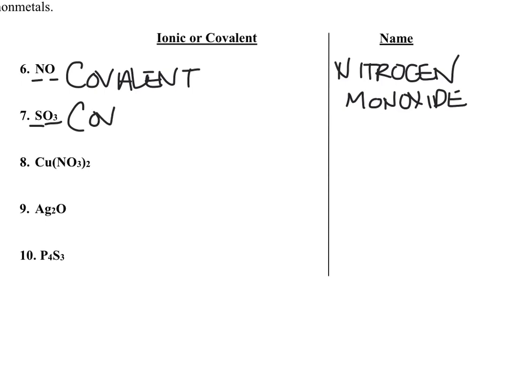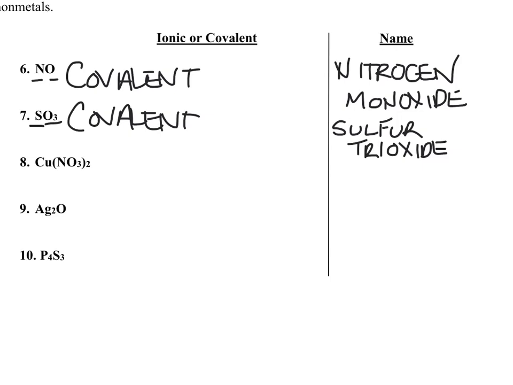Next one, sulfur. Sulfur is a nonmetal, so is oxygen. Two nonmetals means that this is covalent. And if it's covalent, we are going to use prefixes. So there's one sulfur, so we're just going to use the word sulfur. But there's three oxygens, so we're going to use the prefix tri for 3, and we're going to turn oxygen into the word oxide to end it as sulfur trioxide.